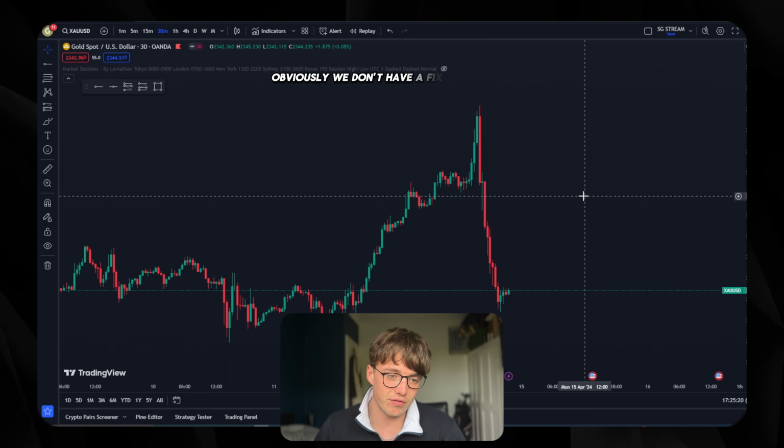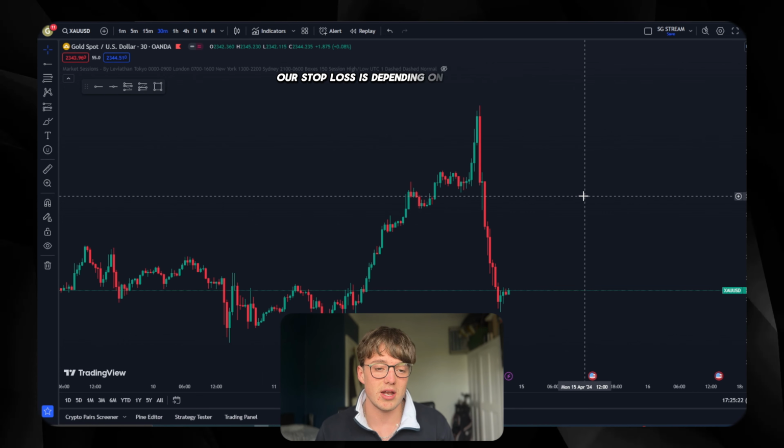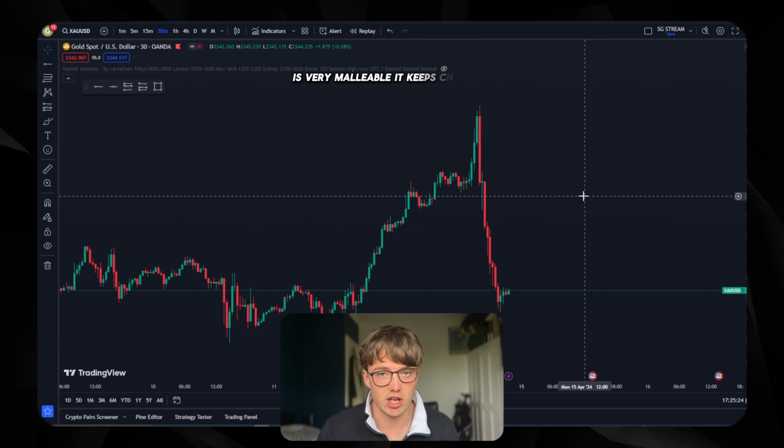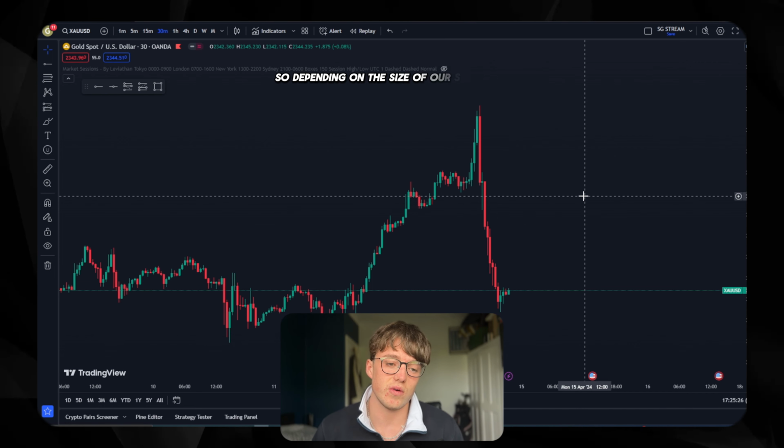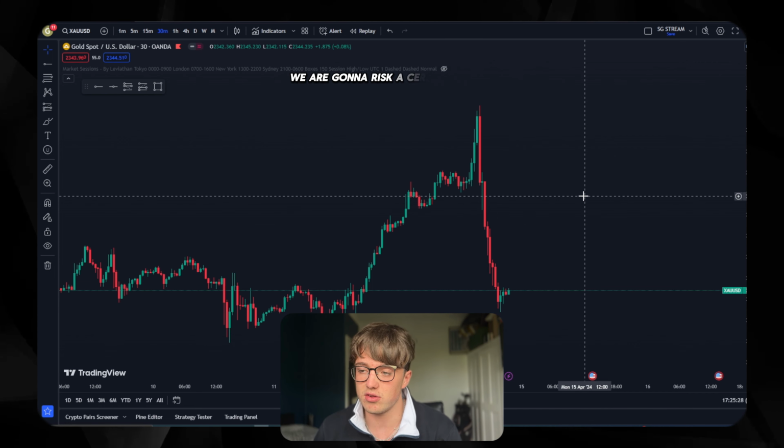Obviously we don't have a fixed stop loss. Our stop loss is dependent on the market. It's very malleable, it keeps changing. So depending on the size of our stop loss, we are going to risk a certain amount.